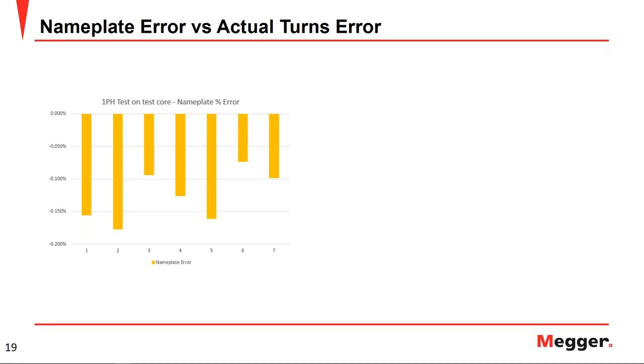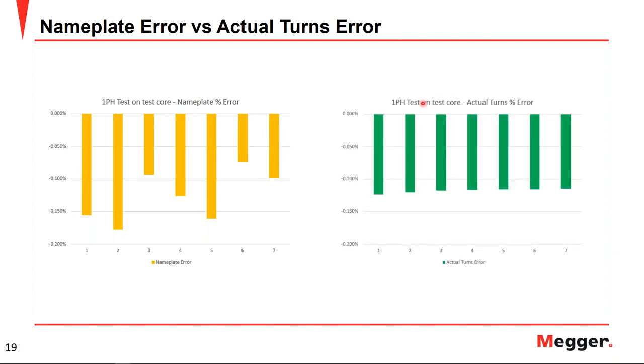So this is across 7 different taps. And if you look, you can see that the turns ratio is within acceptable limits, from 0% to minus 0.2%. But you'll see that after every few taps, it appears that there's a drastic swing in the percent error. But again, we're looking at the nameplate percent error. If we look at the actual number of turns, we can see that the change in percent error is actually much, much smaller than what it would be when looking at the nameplate.